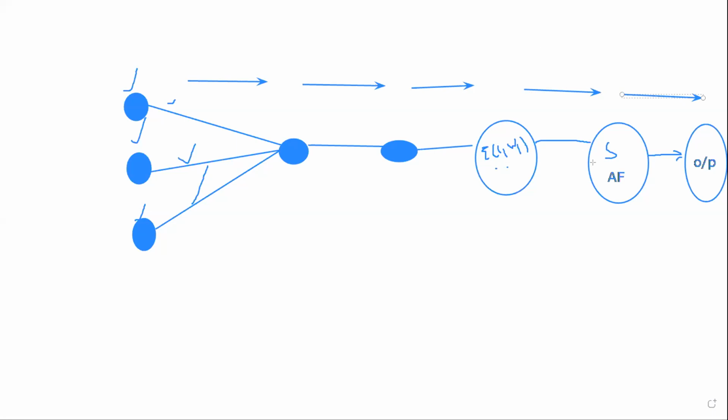But in this case, we are not getting the correct output. So what do we need to update in this case, guys? Can anyone please tell me? If we follow the feed forward network, we are not getting the correct output. So what do we need to do?